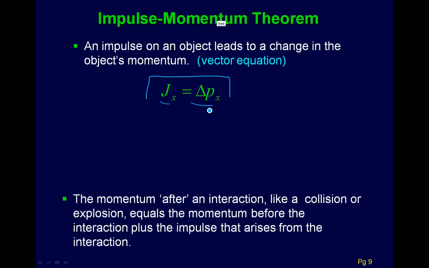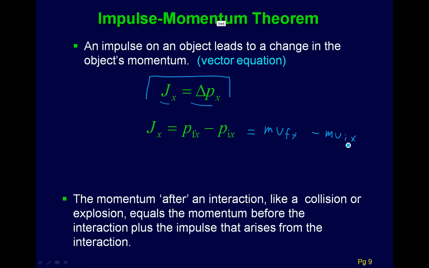Again, this is a vector equation. So here I've shown the x version. You have a y version and a z version. So we write this out: J_x equals, here is the momentum actually written out explicitly. Again, you can also write this the way we've been writing it up to now, something along these lines.